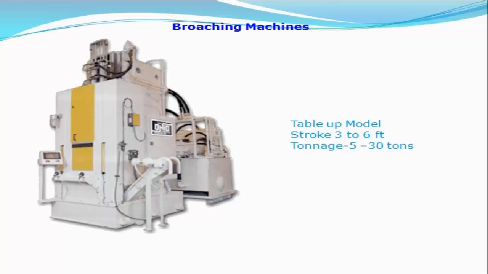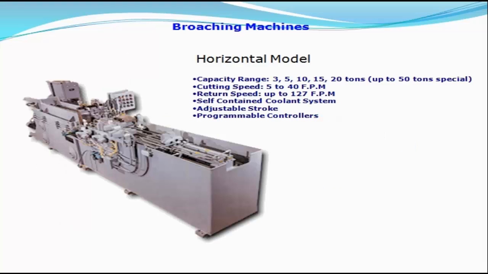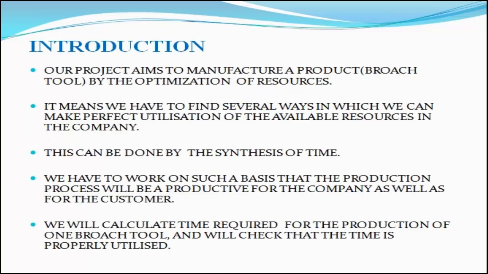This diagram shows a broaching machine, which is generally a vertical broaching machine, and this is a horizontal broaching machine. These machines are used in broach tool production.